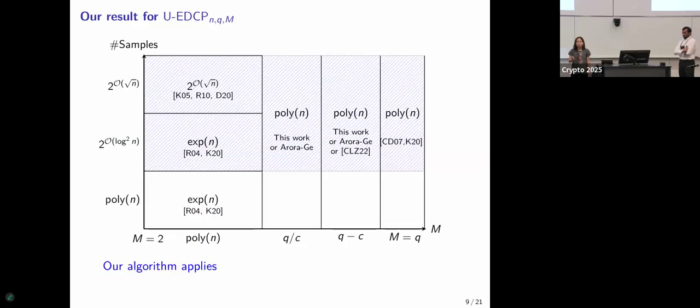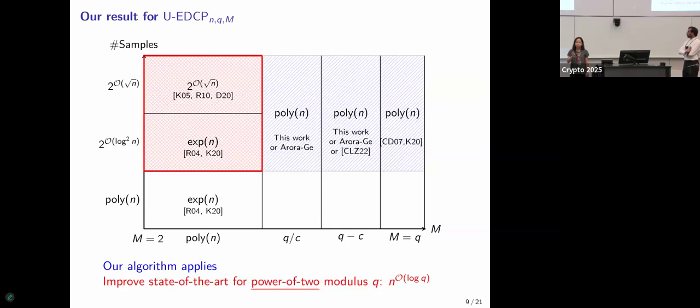The blue area that you see here is where our algorithm applies. And the red area that we mark here is where our algorithm improves the state of the art. Here I want to emphasize that our algorithm only applies when the modulus Q has the form of a power of 2. And the best complexity we have is quasi-polynomial, which is n to the power of log Q. Next I will leave the stage to Hansa so he can discuss how we actually implement the algorithms.